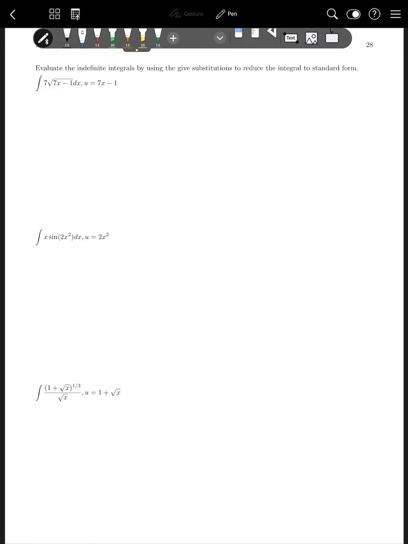Okay, so at this point, if you want to go and pause the video and try this first one here on your own, you can feel free to do that. This one is pretty similar to the ones we've done. Once you've tried this one, hit play. We'll go through it together, and we'll talk about these last two here that have a little bit more involved with them that we haven't talked about yet.